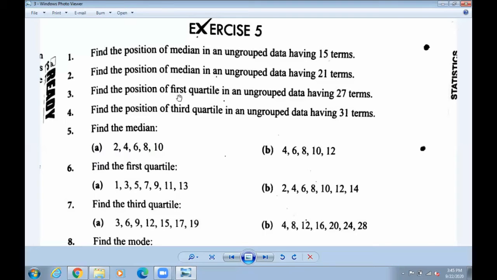So what is the formula for the first quartile? First quartile means Q1. What is the formula of Q1? (n plus 1) by 4. Right? First quartile means (n plus 1) by 4. So third quartile means 3 bracket (n plus 1) by 4 th item. These are the values of n. Is it okay or not?